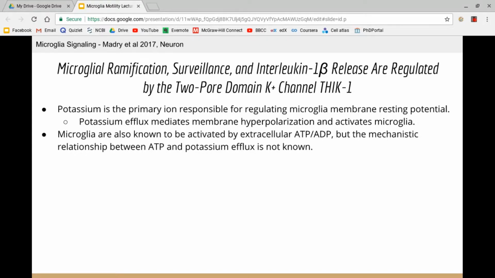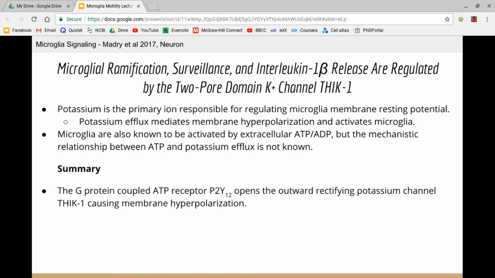Microglia are known to be activated by ATP and ADP, which are released from dead cells. But the mechanistic relationship between ATP and potassium efflux is not very well understood. Since ATP can activate microglia, and activated microglia are marked by potassium efflux and hyperpolarization, the authors wanted to know how ATP led to potassium efflux. That's the idea of this paper, investigating that relationship. And this is what they discovered.